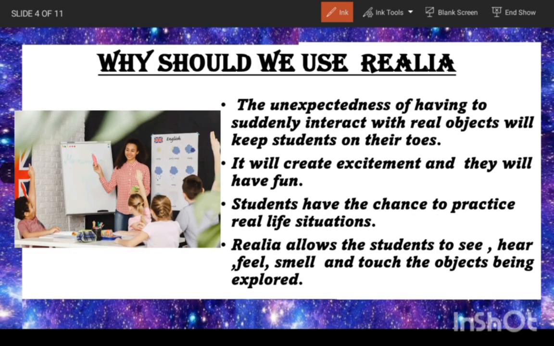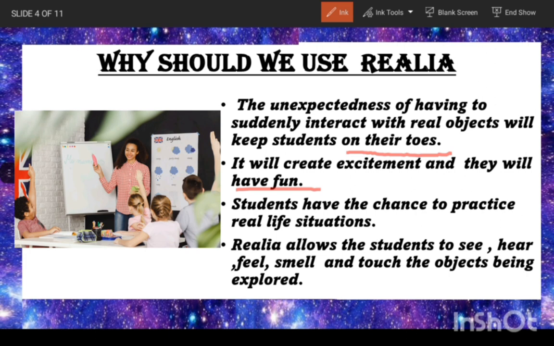Why should we use Realia? The unexpectedness of having to suddenly interact with real objects will keep students on their toes. On their toes means students are very much interested and ready to learn something new. It will create excitement and they will have fun. They are attracted to the object, and this attraction and learning something new will create excitement and they will have fun.